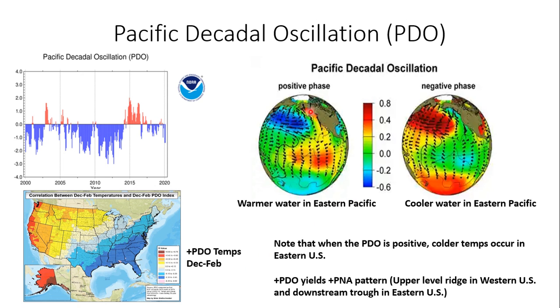A positive PDO occurs when you have warmer than normal water temperatures off the U.S. West Coast over the Eastern Pacific. Look at this cooler than normal water, by the way, during positive phase over the North Pacific. So it's really interesting to watch how these change.